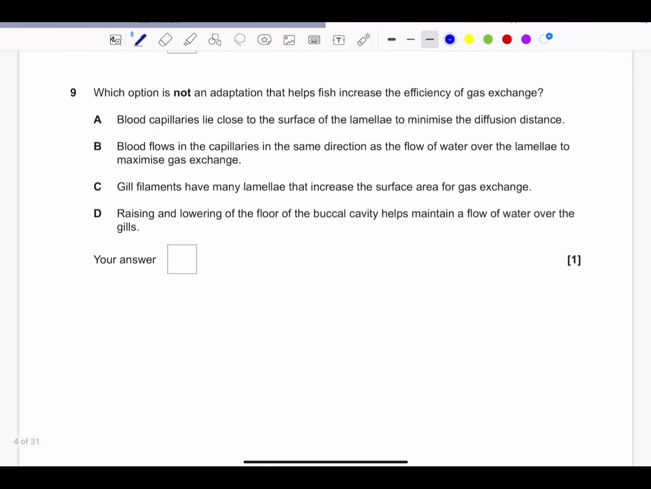Question 9 is which option is not an adaptation that helps fish increase the efficiency of gas exchange. So blood capillaries lie close to the surface of the lamellae to minimize diffusion distance. Well, that is true, so it's not the answer. Blood flows in the capillaries in the same direction as the flow of water over the lamellae to maximize gas exchange. That is not true. Blood and water flow in opposite directions. This is known as the counter current system or the counter current multiplier. So because it's not true, it is the answer. The other two would be correct, therefore not the answers.